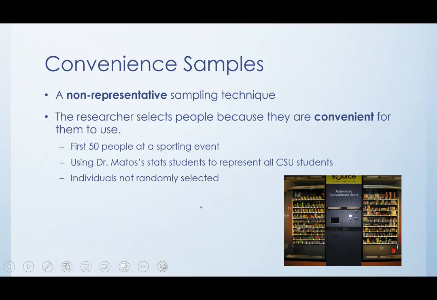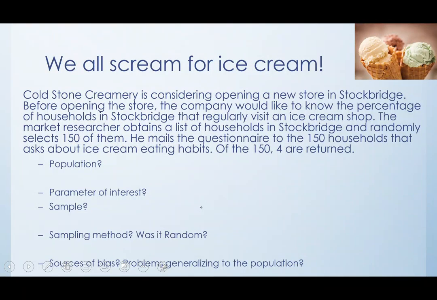Okay, so let's look at another example, right? We all scream for ice cream. So imagine Cold Stone Creamery is considering opening a new store in Stockbridge. Before opening the store, they want to know the percentage of households in Stockbridge that regularly visit an ice cream shop. So the market researcher obtains a list of households in Stockbridge and randomly selects 150 of them. He mails a questionnaire that asks about ice cream eating habits. Of the 150, 4 are returned, right?